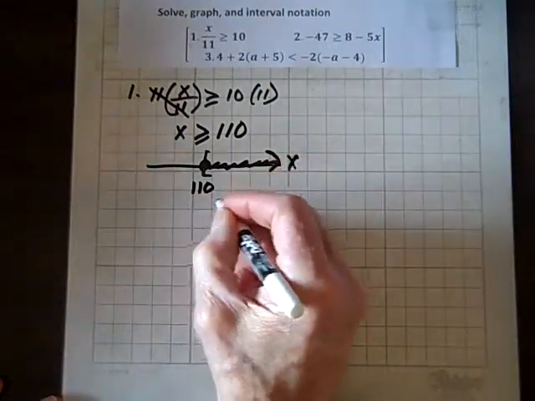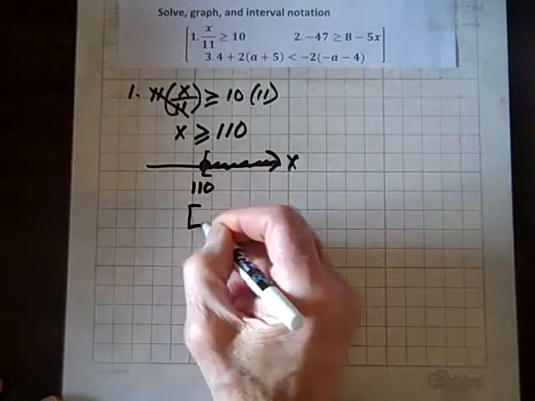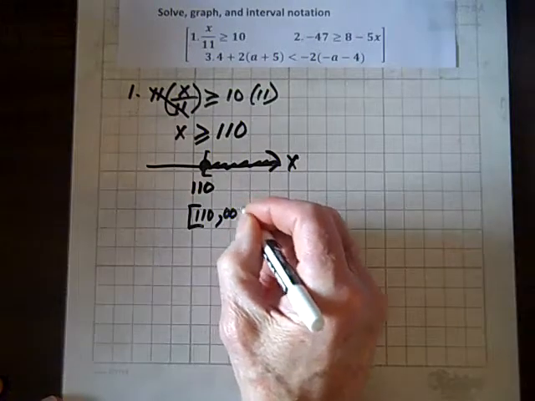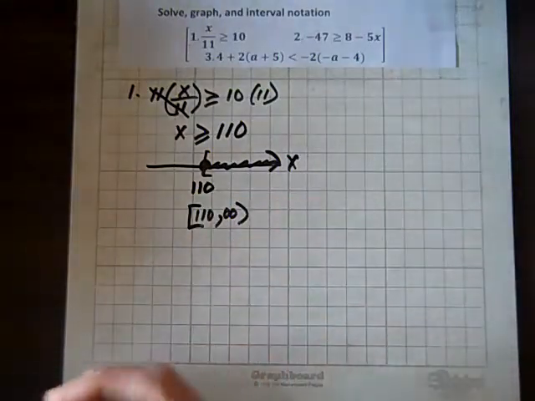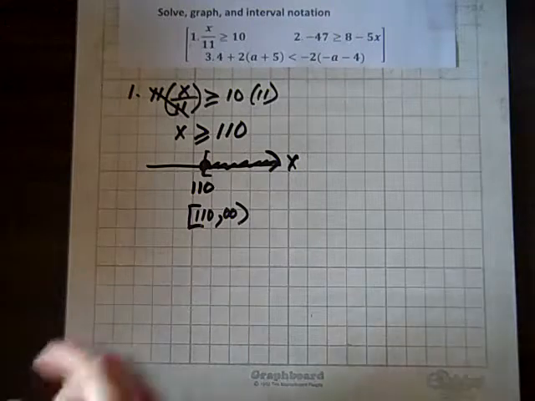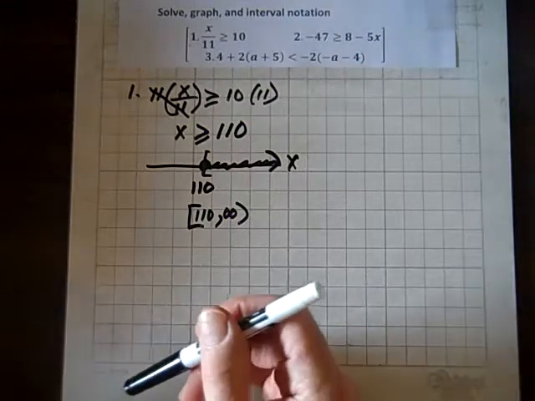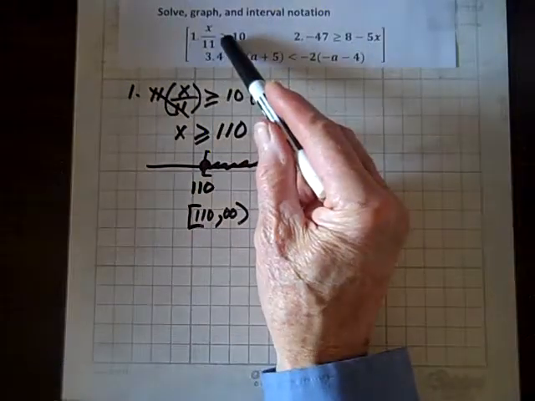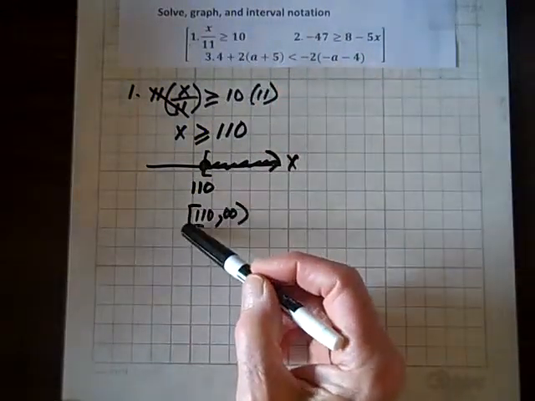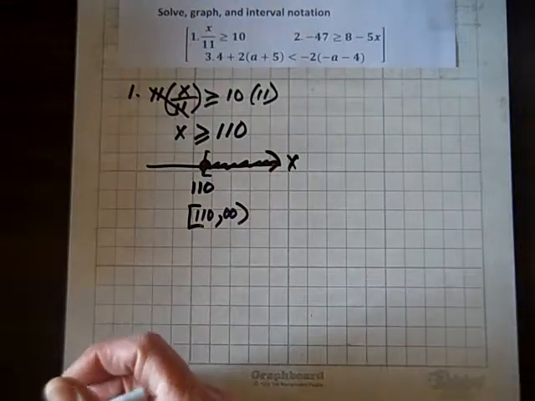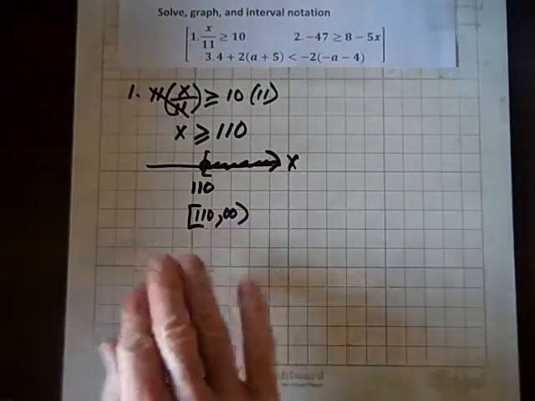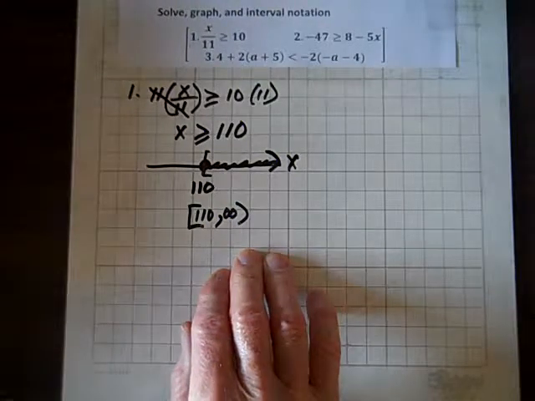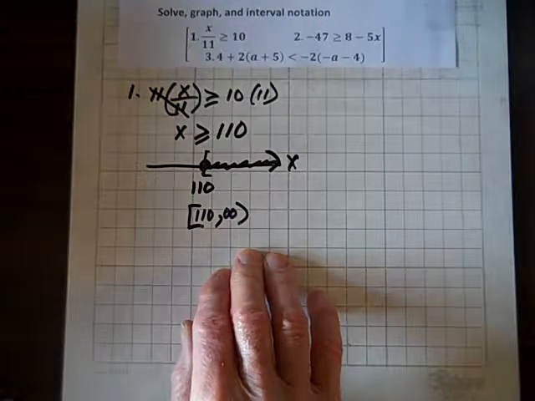and the solution is, in interval notation, bracket 110, infinity, and we put a parenthesis here because we never attain infinity. Now, if there hadn't been an equal sign associated with that, we would have had a parenthesis on both sides. Also, the only time you flip the inequality is when you multiply through or divide through by a negative.